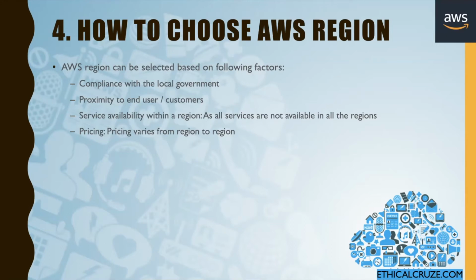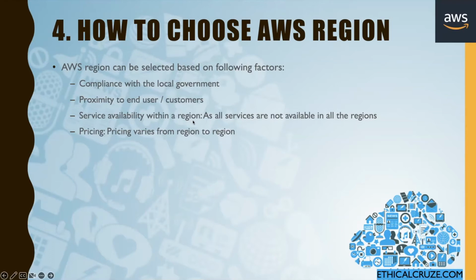Second is the proximity to your end users or customers. Let's suppose you are in Europe, but you select a region of Australia, then it will give you high latency because data will transfer from Australia to Europe. So always try to choose a region which is close enough to the customer so that the customer will face less latency.